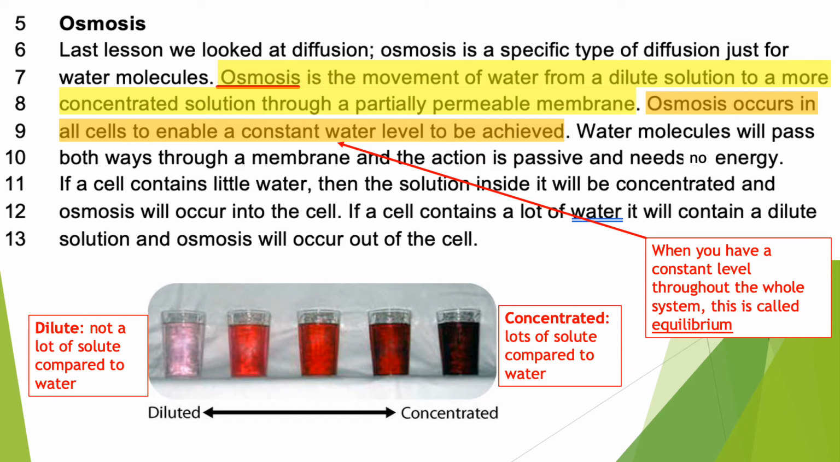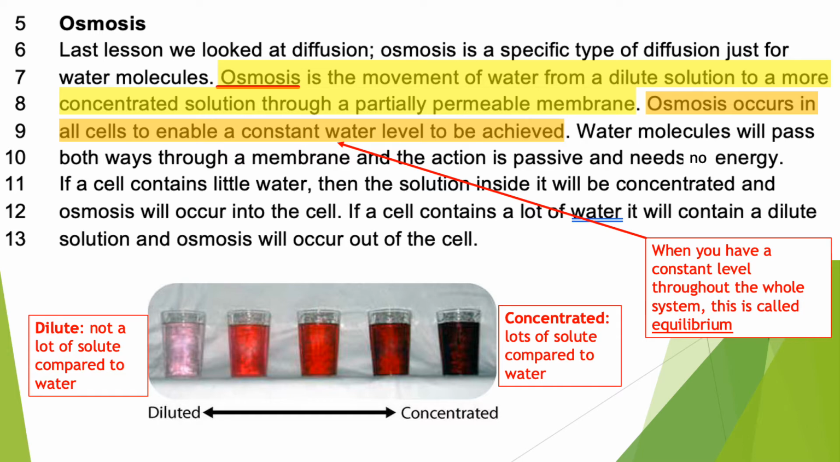So dilute means not a lot of solute, and solute is whatever you add into the water. In the example that I gave you, I used salt, but you can use squash, whatever you want to use. But when something is concentrated, you have lots of solute compared to the water. So in the cell, I'm starting on line 9 again. Water molecules will pass both ways through a membrane, and the action is passive and needs no energy. So we're still talking about diffusion. Osmosis is a form of diffusion, so you still need no energy. It's still passive, and water molecules can pass through both ways.